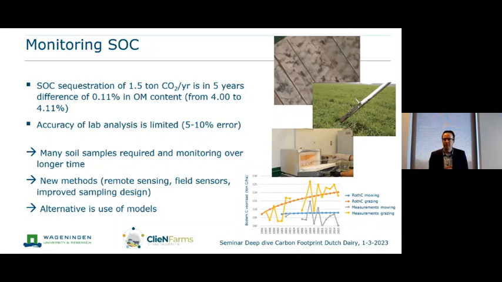Of course, there's a lot of things happening now with new methods. We're using remote sensing, new sensors in the fields, improved sampling designs, which will all improve this. But so far, we are not yet at the stage where I think we can do it only by sampling. And therefore, we need models to quantify this, and especially if we look into the future. And that's also what we used for this footprint.